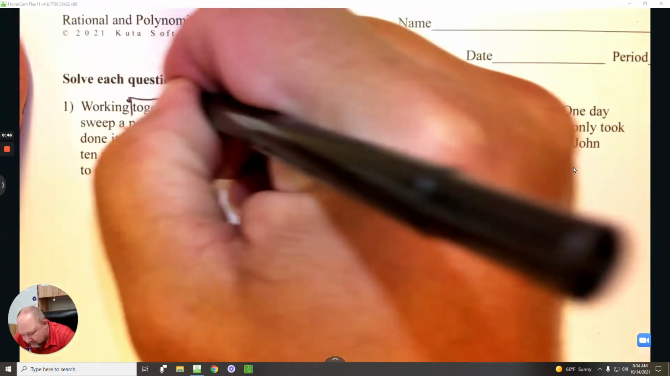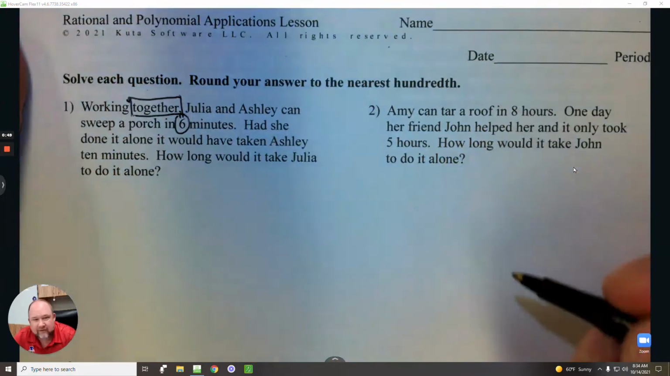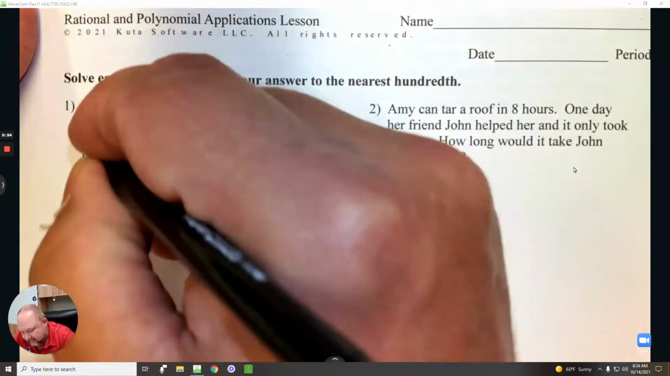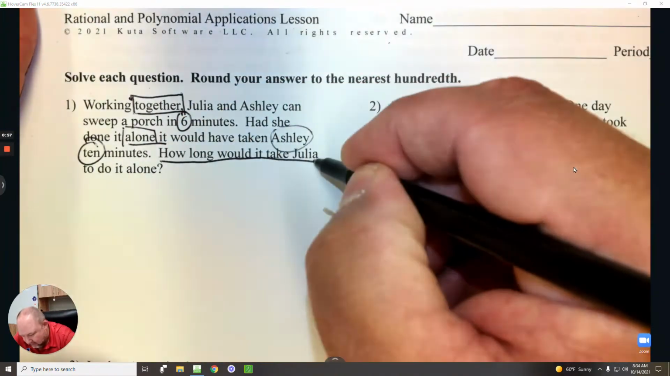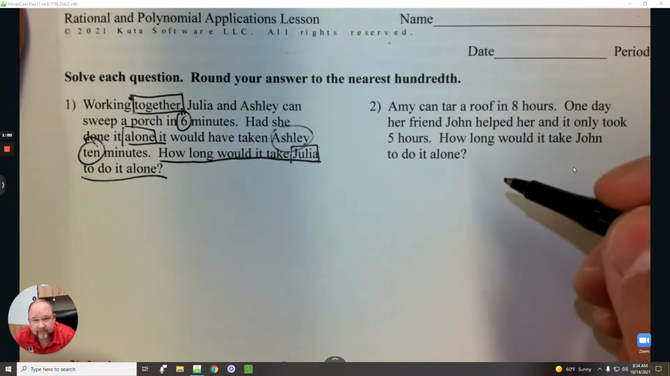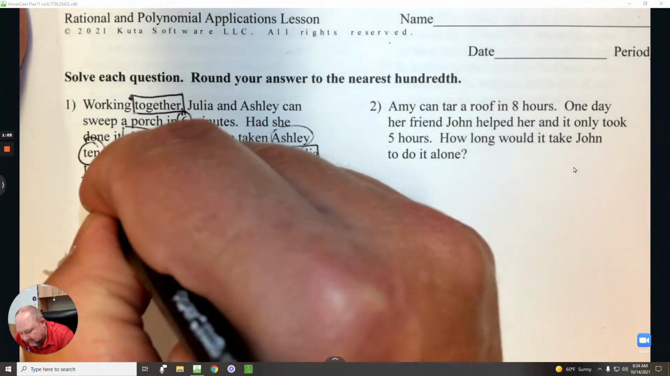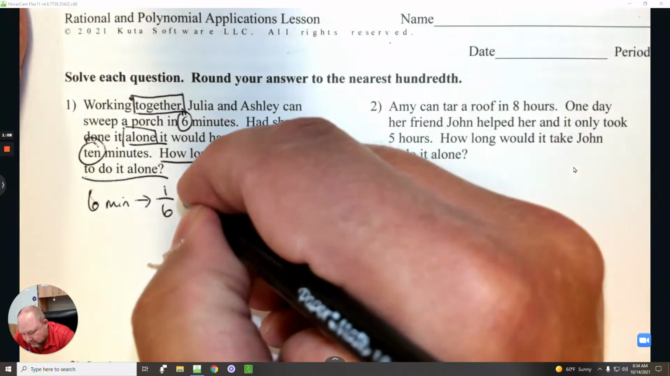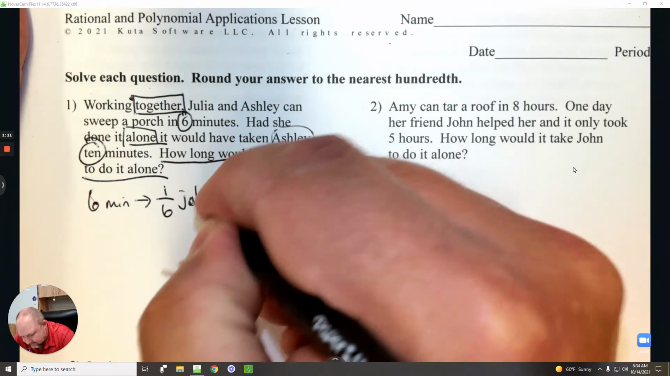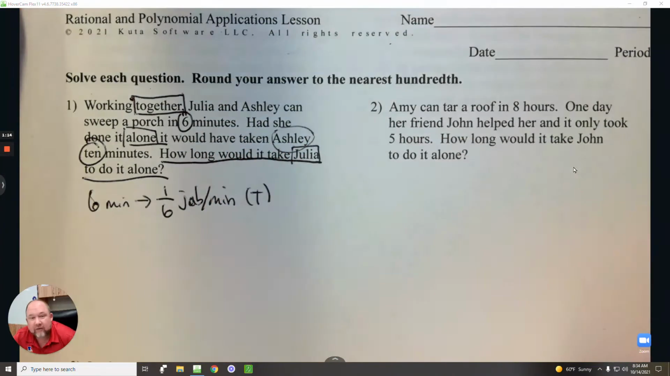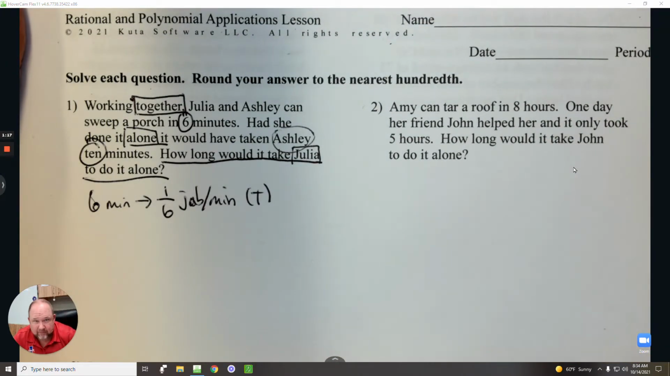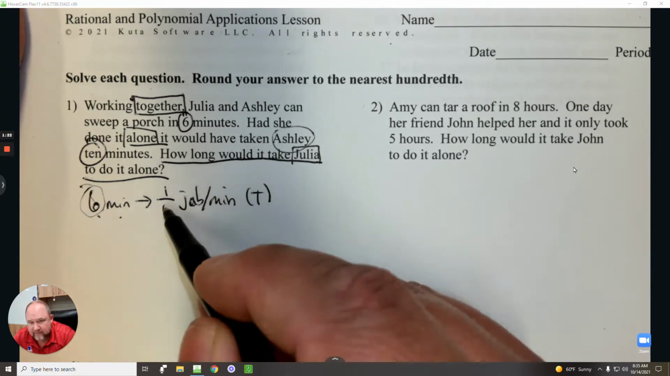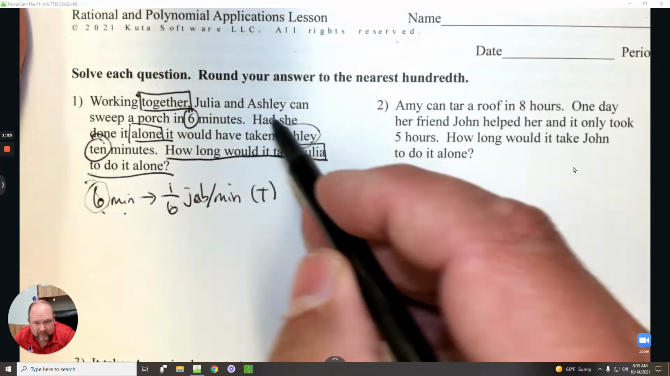So working together, it would take 6 minutes to finish a job. If she did it alone, it would have taken Ashley 10 minutes. And my question is, how long would it take Julia to do it alone? So, if it takes 6 minutes doing it together, then we need to break that down as a rate. How much of the job gets done per minute? So together, 1/6 of the job gets done per minute if it takes 6 minutes. And if you do the reciprocal, you'll find out the rate.